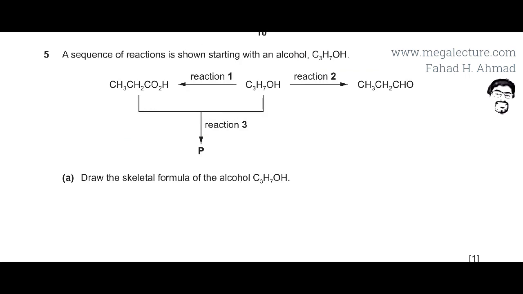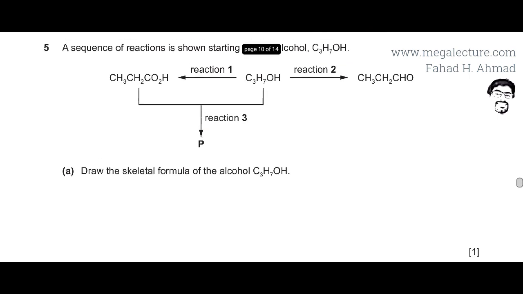In this question, the sequence of reactions is shown starting with an alcohol, C3H7OH. This is propanol. So you're starting with propanol, and we need to draw the skeletal formula of the alcohol propanol. That's the first thing we need to do.